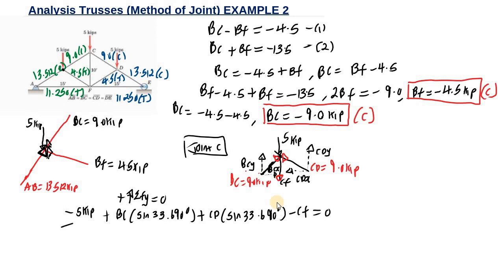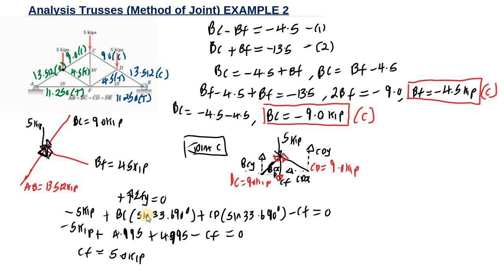So basically, this is going to be negative 5 kip, plus sine 33.690, which is basically going to give us 0.555. And we know that BC is 9.0 kip and CD is also 9.0 kip. So if we evaluate this, we are going to get 4.995, plus 4.995, minus CF is equal to 0. So now we are going to calculate for CF. It is very easy now to calculate for CF. CF is equal to 5.0 kip.